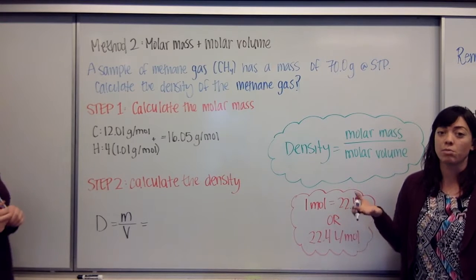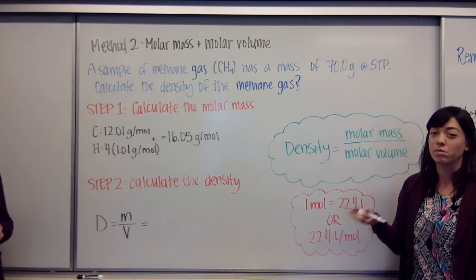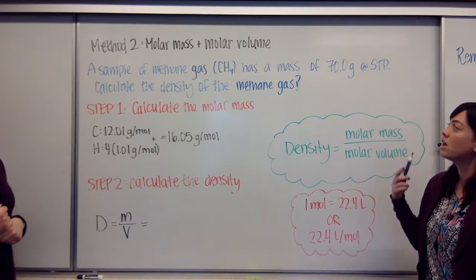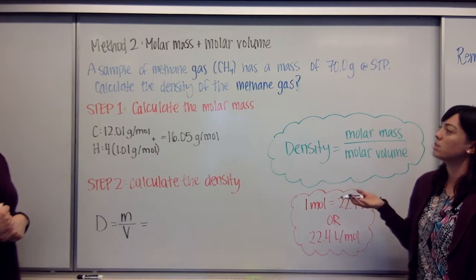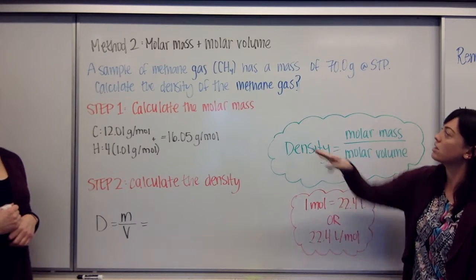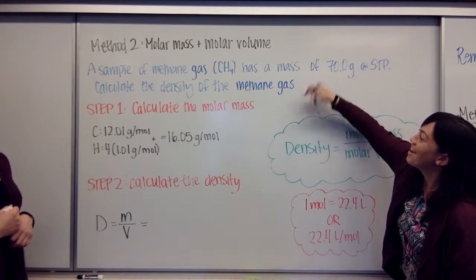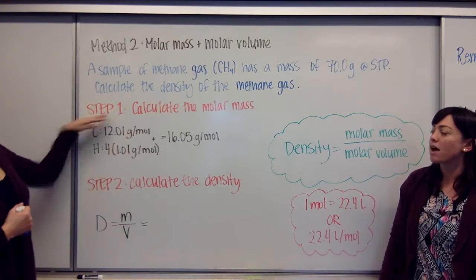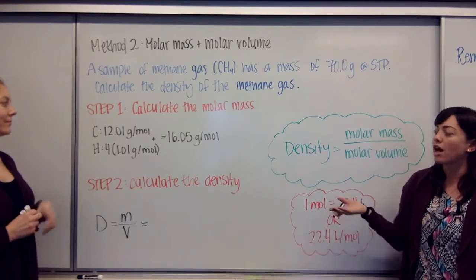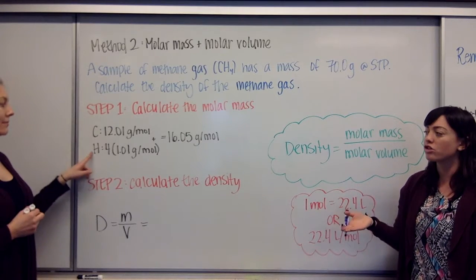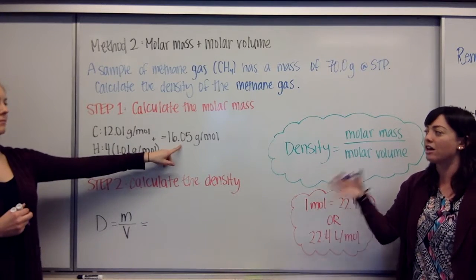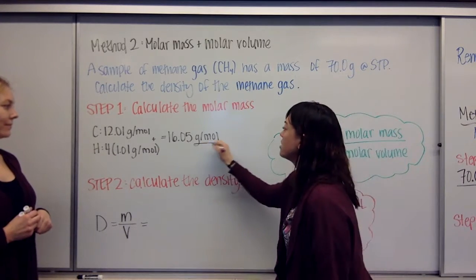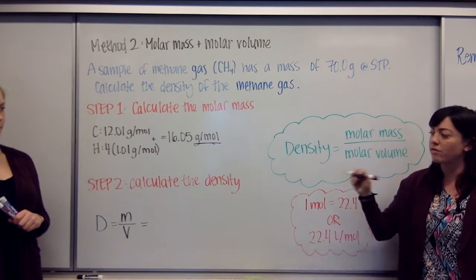So we're using the same problem, just so you guys can see that we get almost the same answer, depending on our rounding. A sample of methane gas has a mass of 70 grams at STP. Calculate the density of the methane gas. First step, calculate the molar mass. Now, looking at the periodic table, I have 1 carbon atom, 4 hydrogen atoms, all together, multiply, add: 16.05 grams per mole. Now remember, this is always our unit for molar mass, so we have grams per mole.